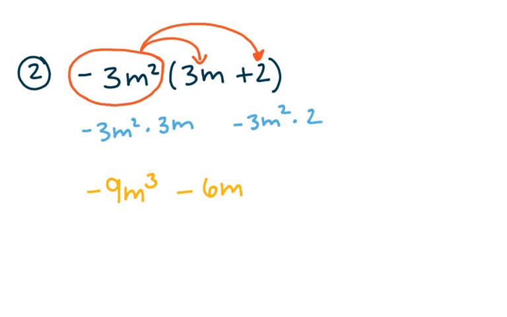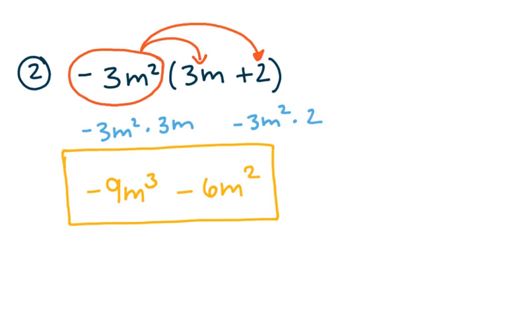When I do that product out, I get minus 6m squared. Again, I look to make sure my answer is written in standard form with my highest exponent first and my smallest last. And it is, so that would be my final solution.